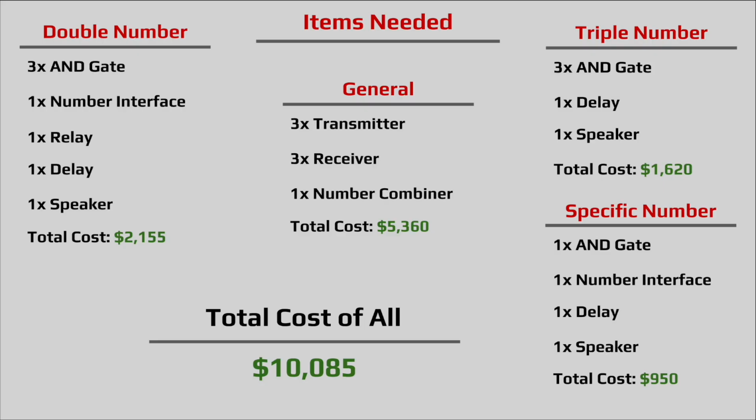These are the materials you need. All of them can be found at Allen's Auto Logistics. Only the things under general are required. If you don't need, let's say, double number, you don't have to get it. This does not include the materials needed for the slot machine.